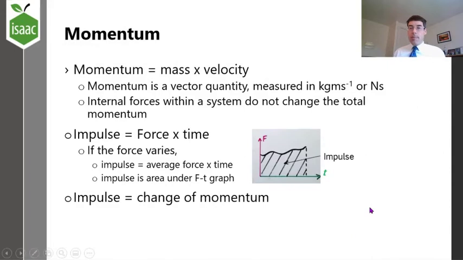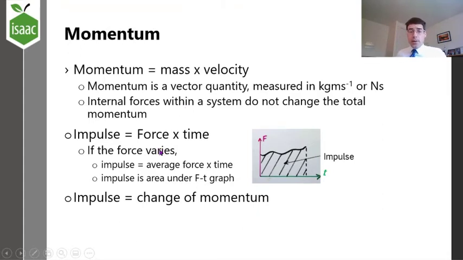Having described momentum, we now look at the role of force and motion, and a key concept there is the idea of momentum. Even at A level, you will sometimes get a question that just says, what is momentum? And they want you to say mass times velocity. Notice it's velocity, not speed. Momentum is a vector quantity, and it's accordingly measured in kilogram meters per second, which is equivalent to the Newton second. It's also worth pointing out that internal forces within a system, so two objects interacting, forcing each other, don't change the total momentum of the system. That's called the principle of conservation of momentum.